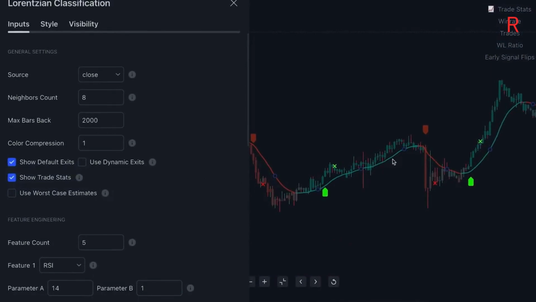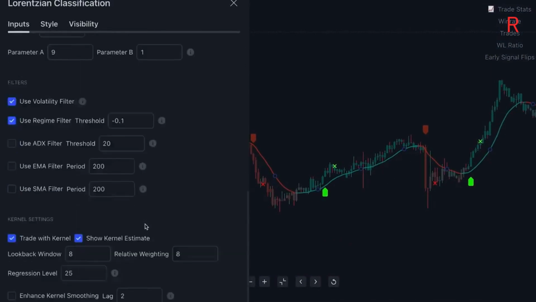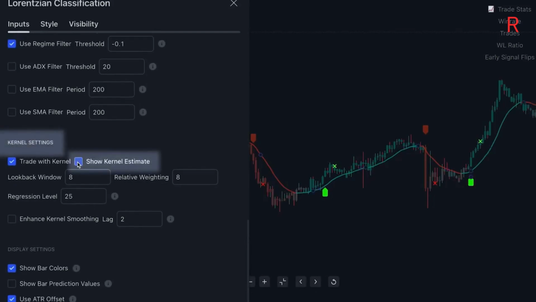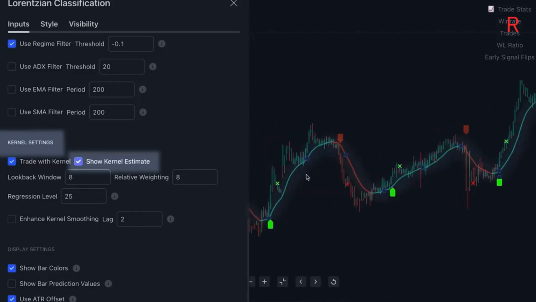Next, the line that we see on the chart is a kernel estimate, and you can enable or disable this if you scroll down to kernel settings. The kernel acts as another form of confluence for trade entries and trailing positions. When price is bullish, it will be green, and when bearish, it will be red.